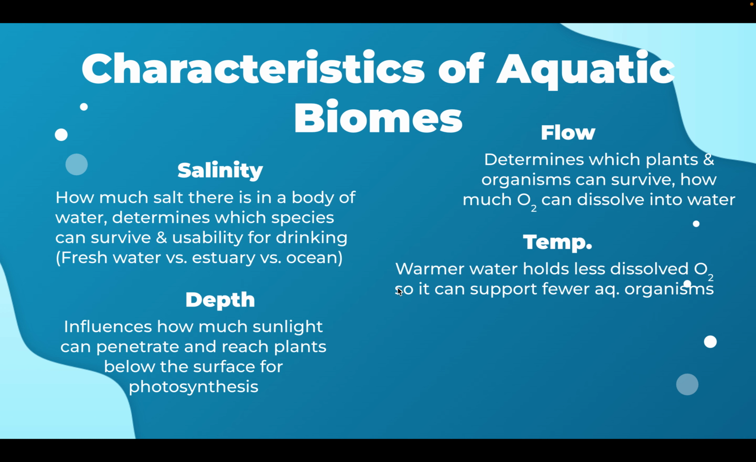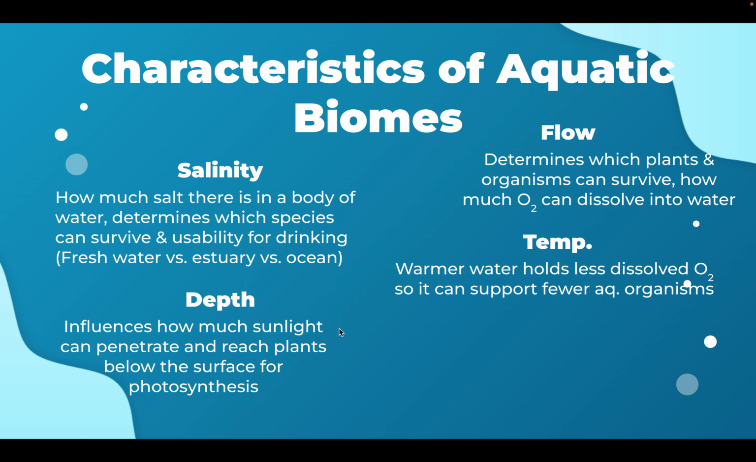So here's what makes up different aquatic biomes. So when you have differences in salinity, depth, flow, and temperature, it changes a biome. So salinity has to do with salt. So how much salt there is in a body of water determines which species can survive there. And then how much can we drink from it? So fresh water is what we want to drink. That is what we drink. That is what organisms drink. That's what humans drink. But then you have different levels of salinity. So estuary is a mixture of salt and fresh water, and then an ocean is just salt water.